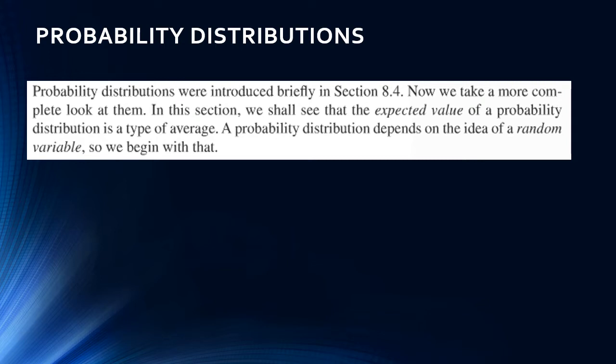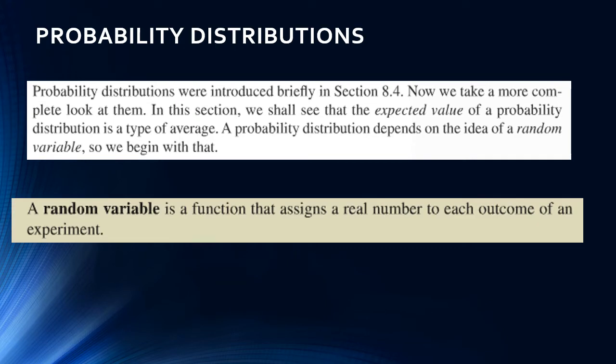Probability distributions were introduced briefly in Section 8.4. Now we take a more complete look at them. In this section, we shall see how the expected value of a probability distribution is a type of average. A probability distribution depends on the idea of a random variable, so let's begin with that. A random variable is a function that assigns a real number to each outcome of an experiment.